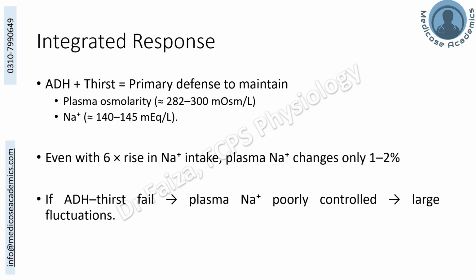Overall, the plasma osmolarity is going to be maintained by a combination of the ADH and thirst mechanisms both. Even with a very large rise in sodium intake, the plasma sodium level changes only 1 to 2%. If either of these two fails, the person may experience large fluctuations in the plasma sodium concentration or serum osmolarity.